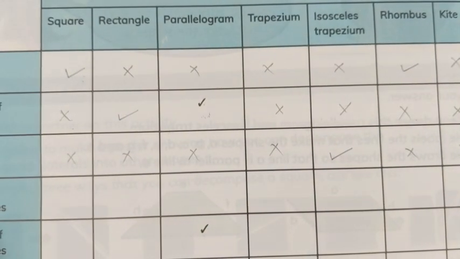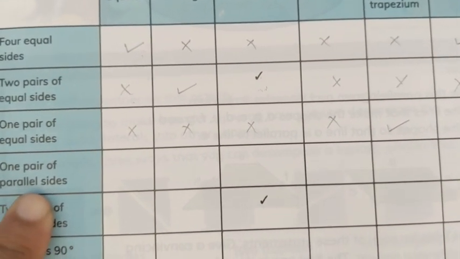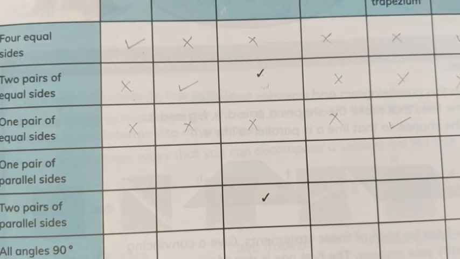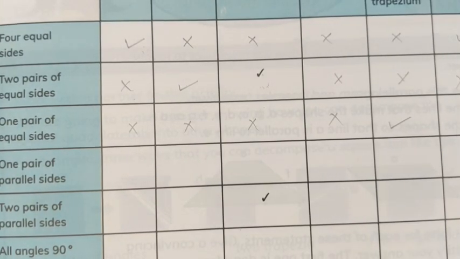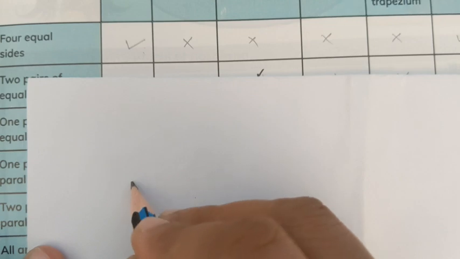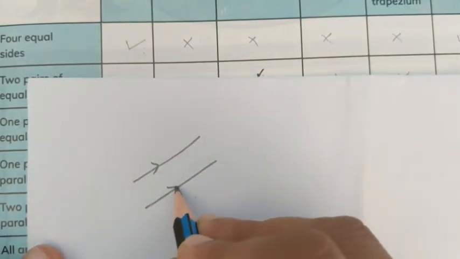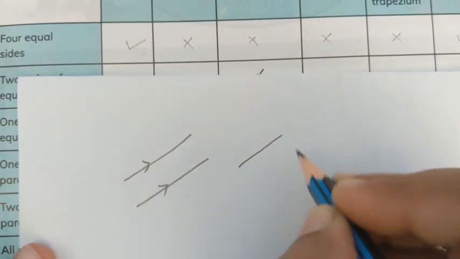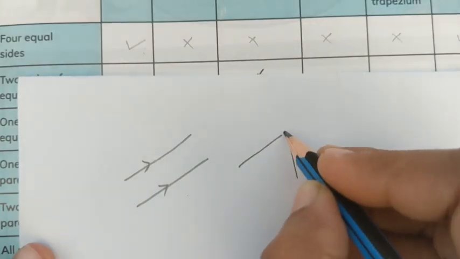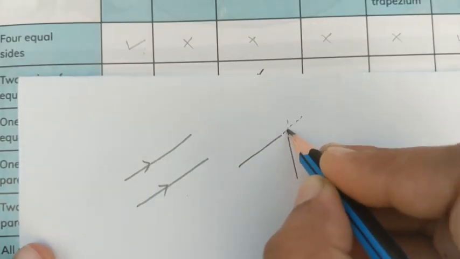Next we have one pair of parallel sides. What does parallel mean? Parallel means two lines, just like a railway track, that have the same distance all along are called parallel lines. These two lines are not parallel because if we extend them, they will meet at a point.